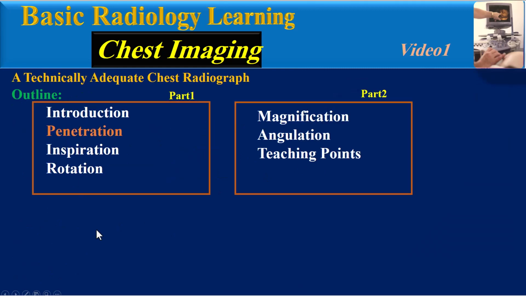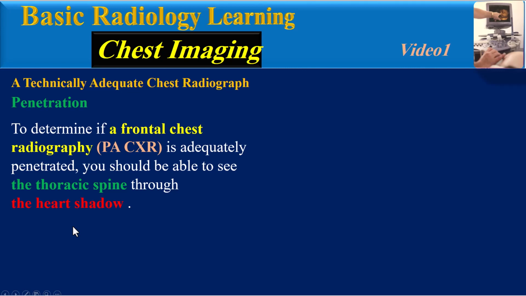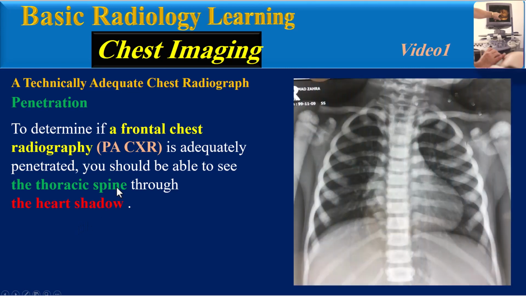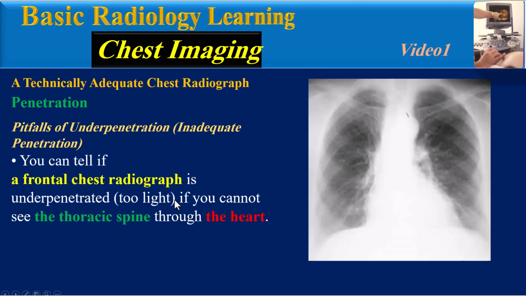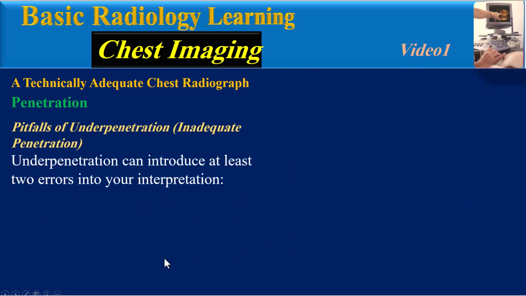At first, penetration. To determine if a frontal chest radiograph or PA chest X-ray is adequately penetrated, you should be able to see the thoracic spine through the heart shadow. What are the pitfalls of under-penetration or inadequate penetration? You can tell if a frontal chest radiograph is under-penetrated or too light if you cannot see the thoracic spine through the heart. Under-penetration can introduce at least 2 errors into your interpretation.